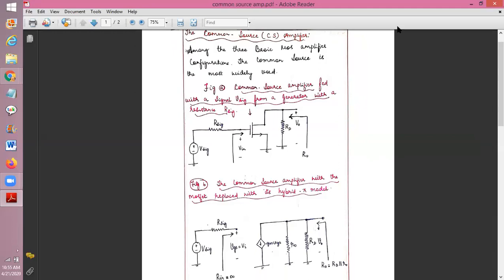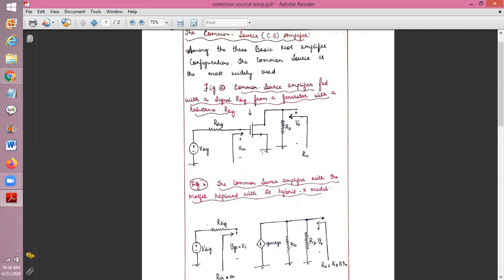So how do we draw the common source amplifier circuit? See students, basically this is an N-channel MOSFET in common source configuration. Here, the source terminal is grounded. We take a MOSFET and make the source terminal ground. This is the drain terminal and this is the gate terminal. Please mark: this is the gate terminal, this is the drain terminal, and this is the source terminal. So the source terminal is grounded.